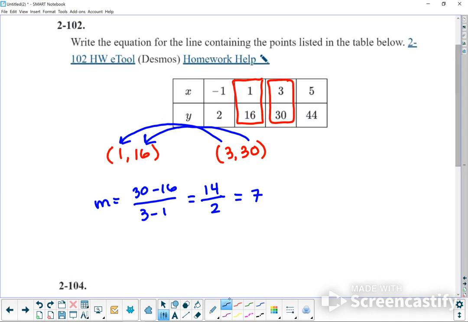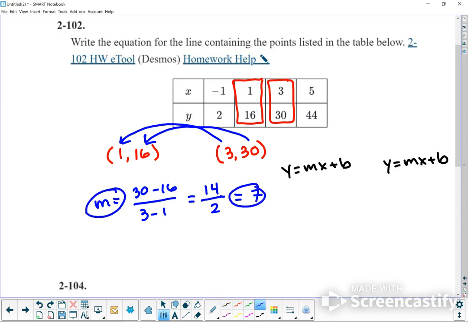Okay, I'm going to do the double y equals mx plus b. So I'm going to write it one time, y equals mx plus b, and write it a second time, y equals mx plus b. Okay. First time, I'm going to plug in all the numbers I know. And I know that m is 7. So I'm going to write in 7 right here.